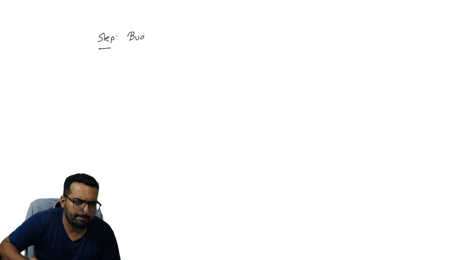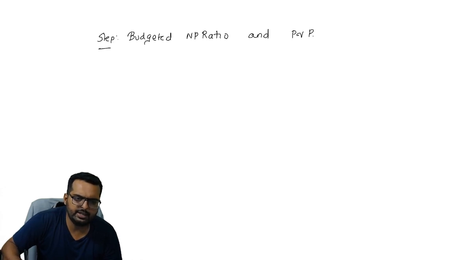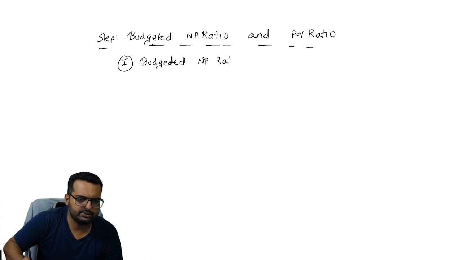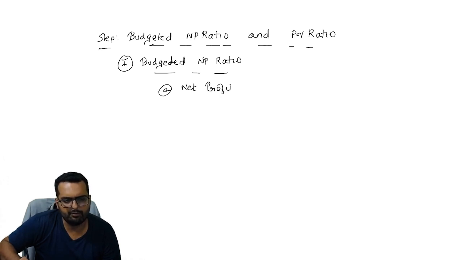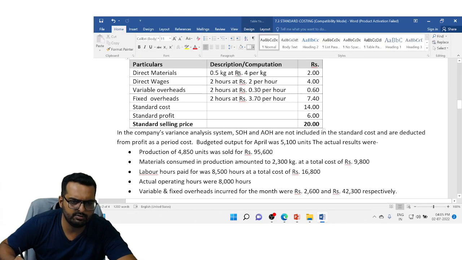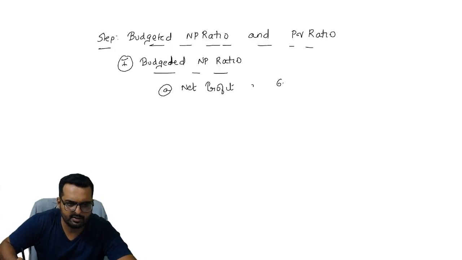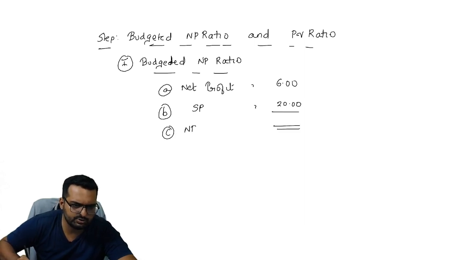So once you do this, the next step for us to do, I'll write down, is to find out budgeted NP ratio and PV ratio. I'll write down Roman number one, budgeted NP ratio. Okay. So tell me point number A, net profit. How much is the net profit that they have given in the question over here? Is it 6? And what about the selling price over here? 20? Alright, so what is the NP ratio that you get over here?